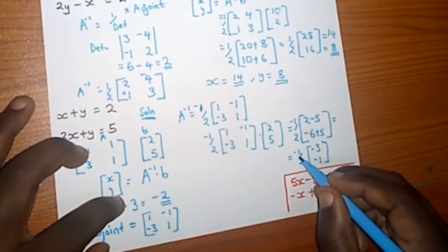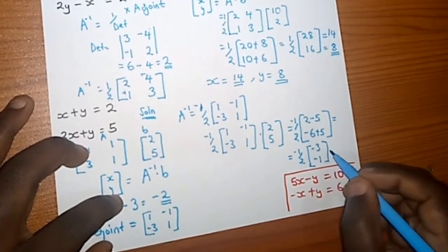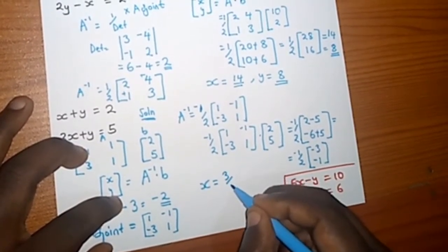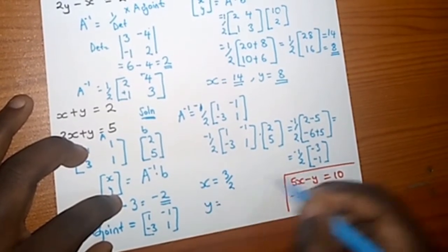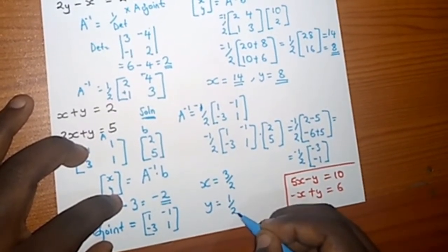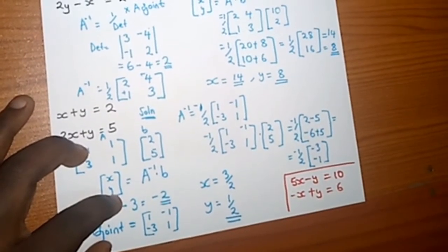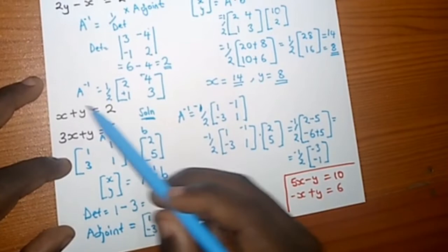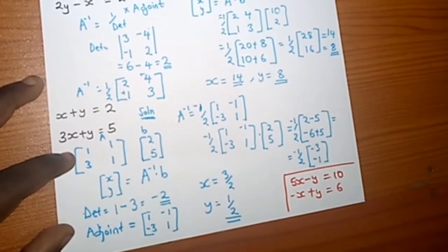So if I multiply this by -1/2, I'm going to get my value of x as 3 out of 2, and my value of y as 1 out of 2. Yes, so this matrix method is very easy. Just take the inverse of the matrix times that B, and you get your answers.